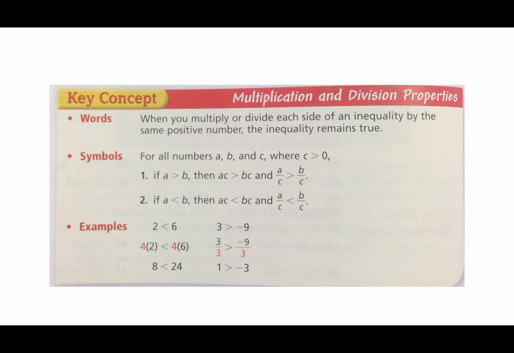This is the same concept as do unto one side of the equal sign as the other, like we've already said. So if I multiply both sides or divide both sides, it stays the same. I can multiply both sides by 4, I can divide both sides by 3, and those are equivalent inequalities. Here's where it gets a little weird, and the big key here is by the same positive number. That's our key to this one.